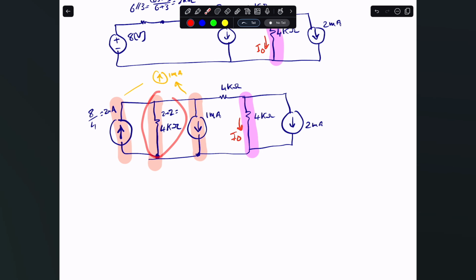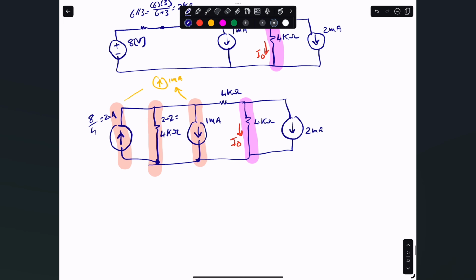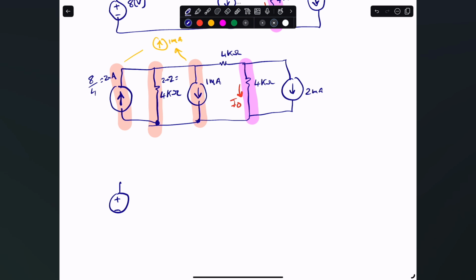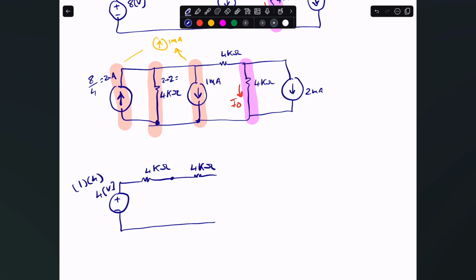So I'll convert it to a voltage source. It will be a voltage source that looks like that, plus, minus, and then I have the 4 kilo ohms in here, and I have the other 4 kilo ohms. So what's the value of this voltage source? Well, it's simply 1 times 4, which is 4 volts, because it's 1 milliamp times 4 kilo ohms, and that's 4 volts. This is the other 4 kilo ohms that we're interested in, and this basically is downwards 2 milliamps.